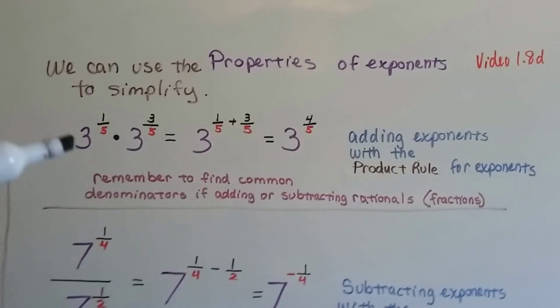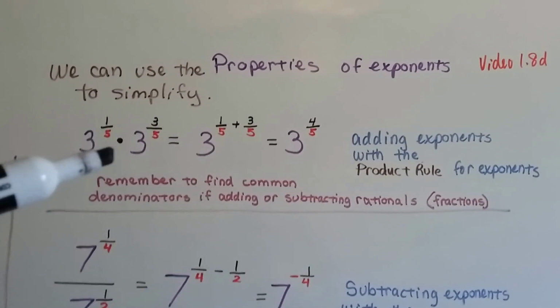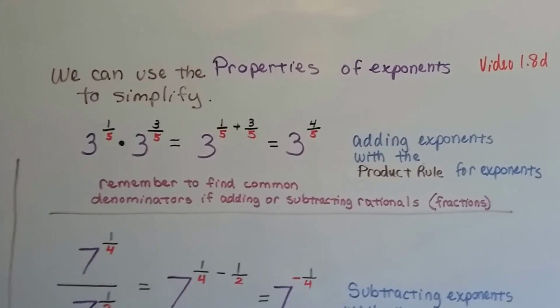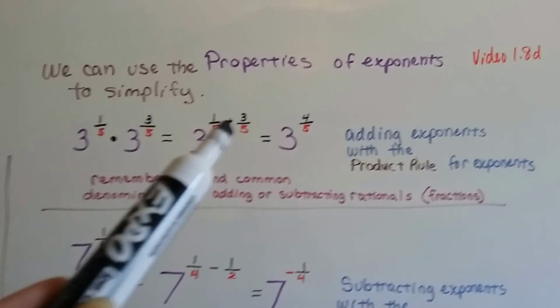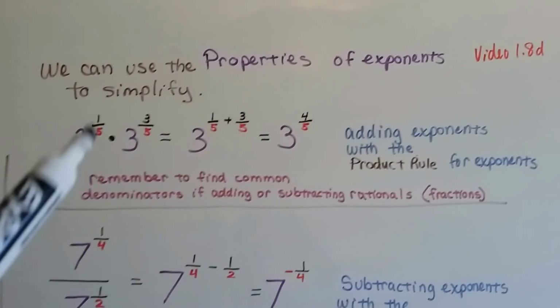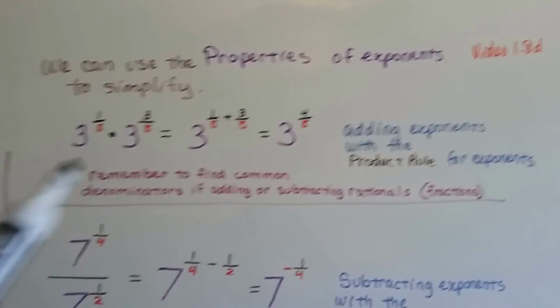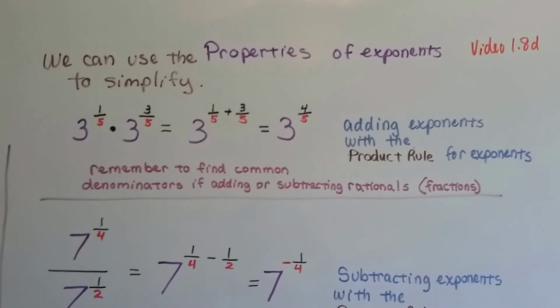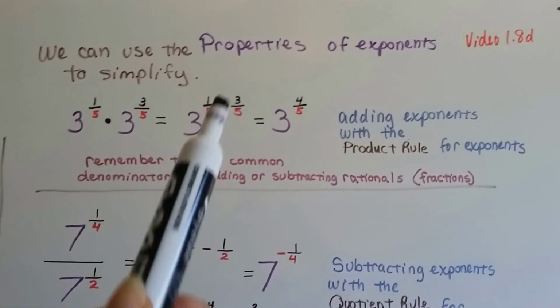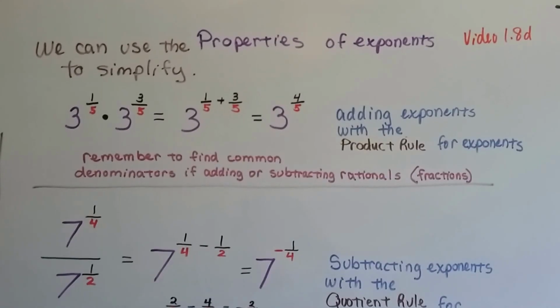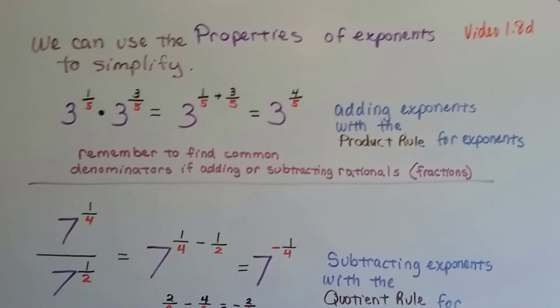If we've got 3 to the 1/5 power times 3 to the 3/5 power, well, they have like bases, so all we're going to do is add the exponents. If this was a to the 2nd power times a to the 2nd power, it would be a to the 4th power, wouldn't it? So we're not going to get a 9 here. It has a like base, so we're just going to add the exponents, and we're going to get a 4/5 power. That's the product rule.